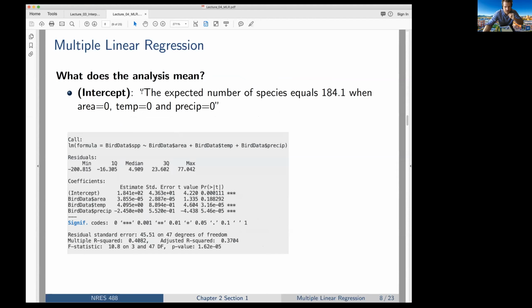The intercept. The intercept is the expected number of species when area equals 0, temperature equals 0, and precip equals 0. So when all of our x values equal 0, all of those other betas are going to cancel out, and all we're going to be left with is beta 0. And the interpretation of that is the expected number of species when all of our covariates equal 0. All right, let's move on.